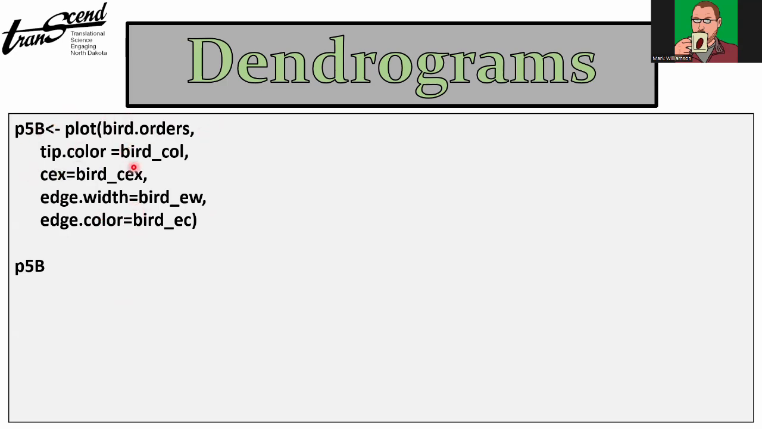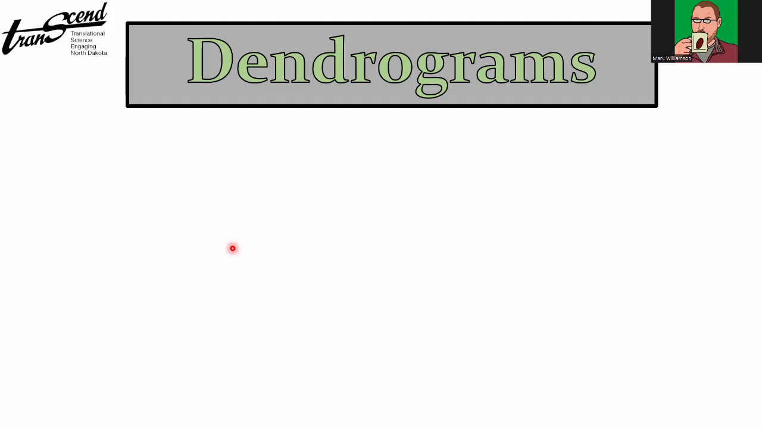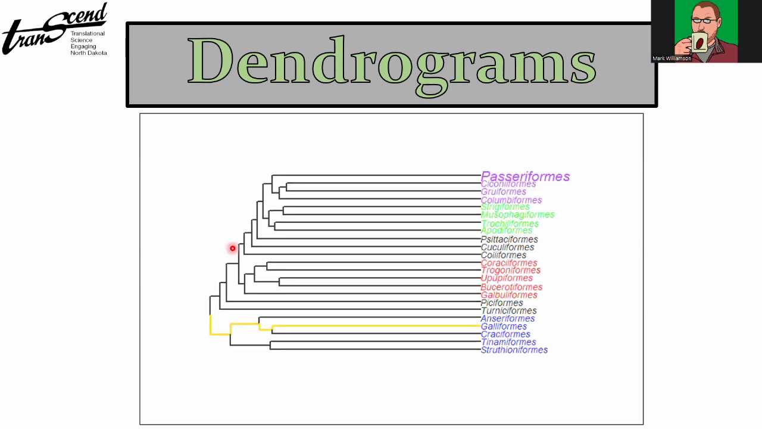And then, because this is a tree, a dendrogram, I can set some specific options. So I'm going to have tip color. I'm going to use that bird color object that I made. The size is going to be bird size, edge width, and edge color, respectively. And so then for each of these different edges, tips, etc., I'm going to have a different setup based on what I made. And what it looks like is this here.